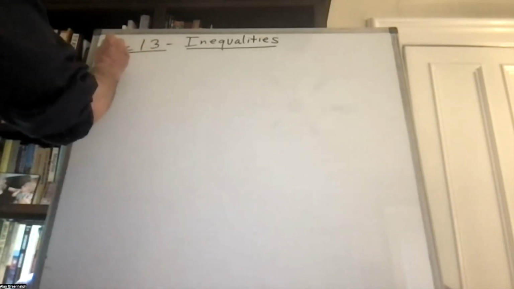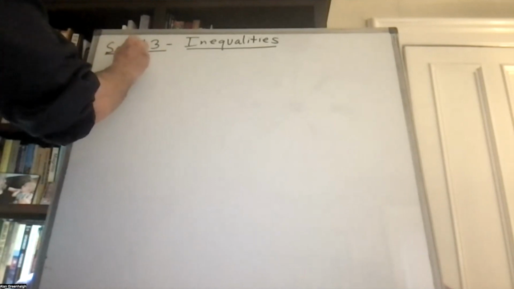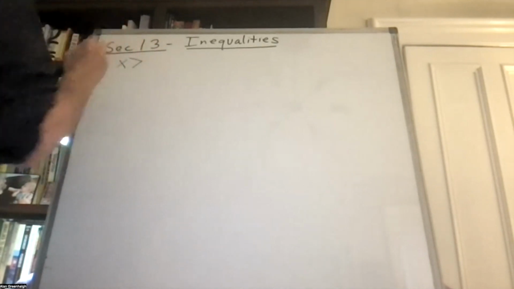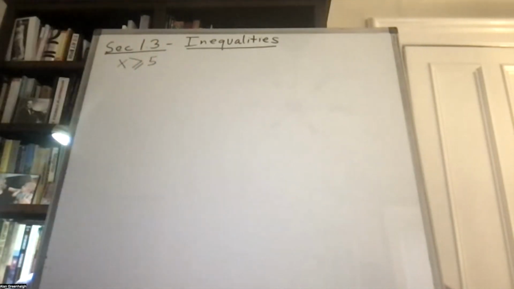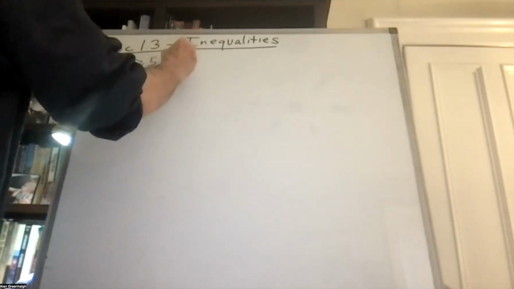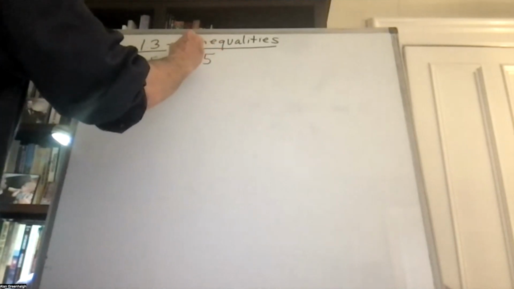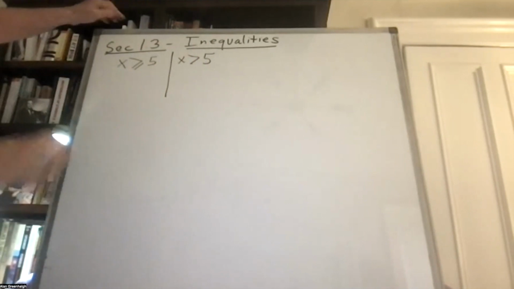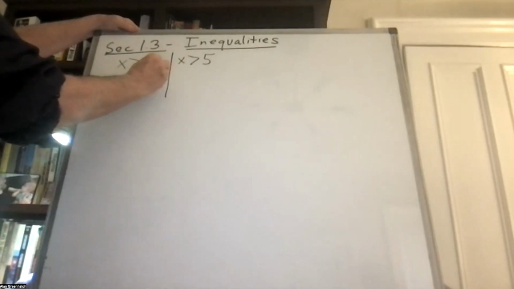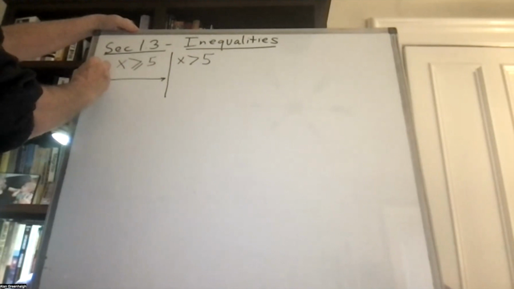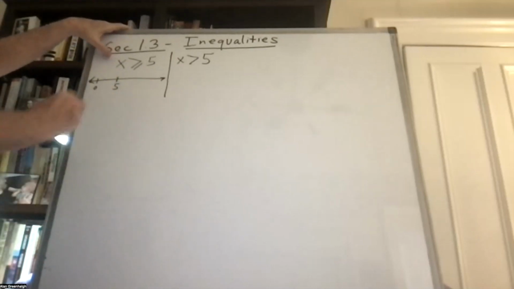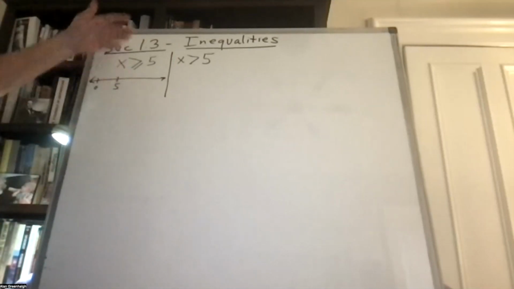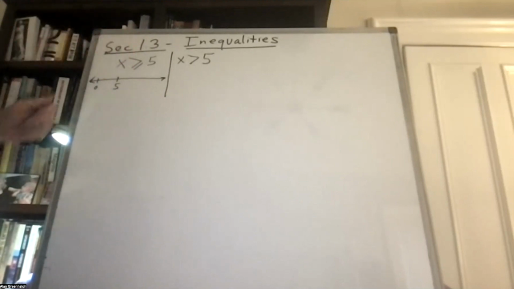Let's take a very, very basic concept. X is greater than 5. X is greater than or equal to 5. Actually, let's do both of these. Okay, now what does this mean? If you looked at a number line, see, we always use the number line. If you use the number line, what we're talking about is all the numbers greater than or equal to 5.